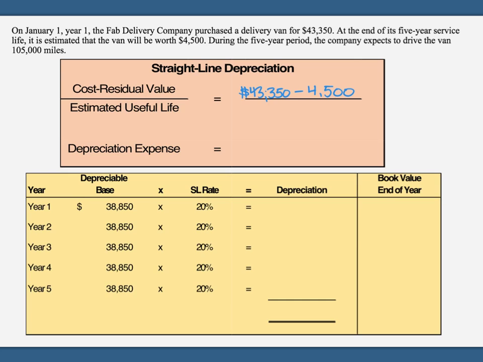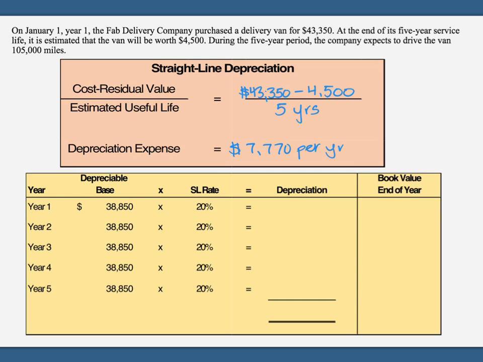And then our estimated useful life is also clearly given in the problem. It says 5-year service here, and it says during the 5-year period. So we know it's an estimated useful life of 5 years. And that's what we'll divide by. So 43,350 minus 4,500 gives us 38,850 divided by 5 years gives us 7,770 depreciation expense per year.